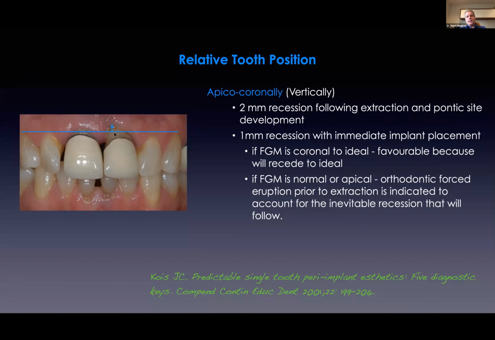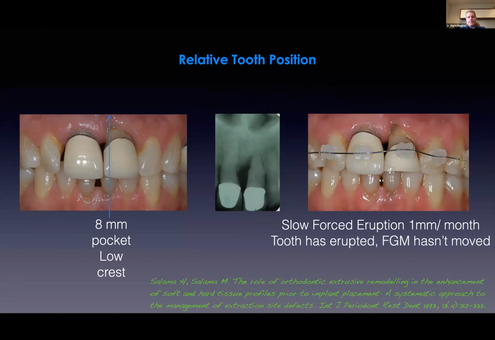And so this is a case we did years ago where we actually just replaced the crowns. He had some pocketing around the upper left central incisor, 8 millimeters. And as we'll see later, Kois terms this a low crest. Take a look at the radiograph in the middle. You can see how much bone loss there is. There's a very poor crown to root ratio.